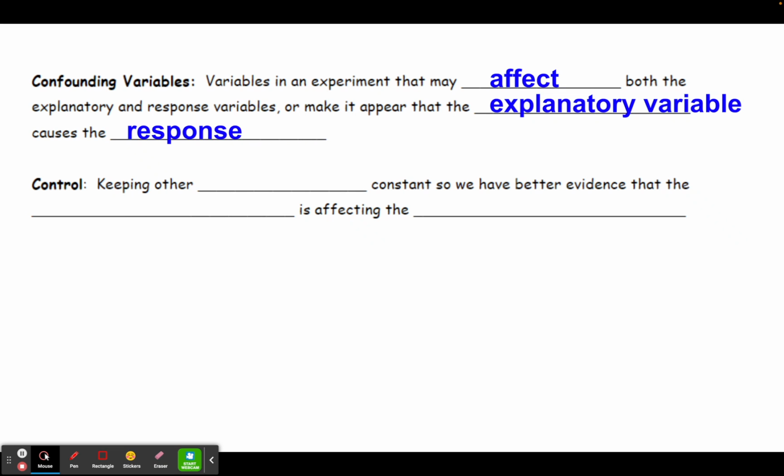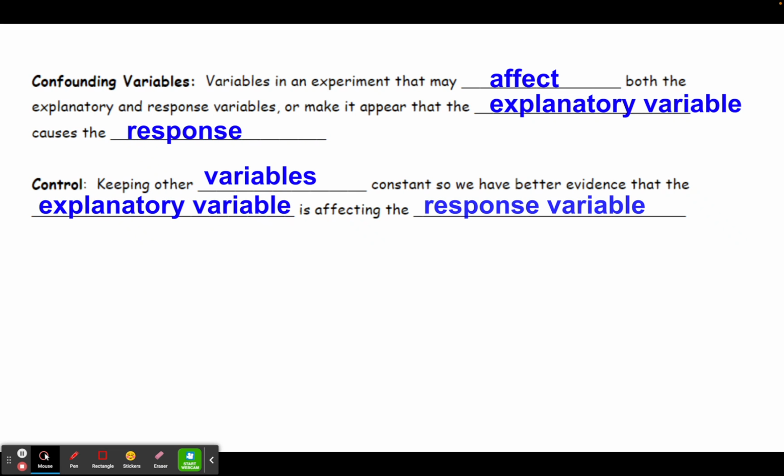Finally, in experiments, we like to have control. Control doesn't necessarily mean you have to have a control group, which doesn't receive a treatment. But what it does mean is that we want to keep the other variables constant so we have better evidence that the explanatory variable is affecting the response variable. So a confounding variable is a variable usually that we can't control, or maybe even one that we don't know about. But oftentimes there are variables that we can control, and in that case, we want to control them as much as possible.